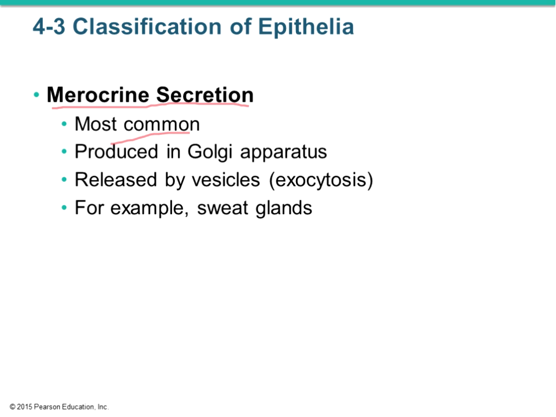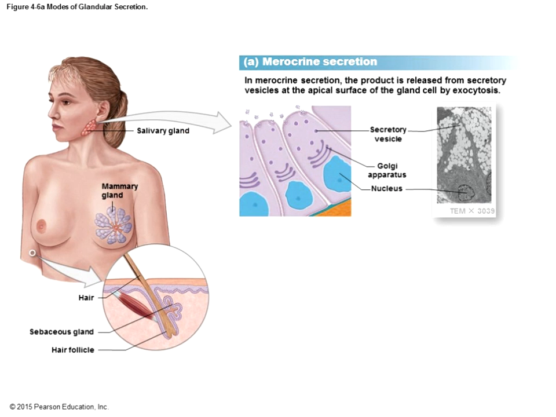This is the most common type of exocrine gland you'll find in the body. The secretory products are produced, again, by the Golgi, just like we were talking about previously, in the vesicles that are ultimately released at the free surface via what's called exocytosis, right? So sweat gland, right? These are sort of garden variety sweat glands that help keep us cool throughout the body. This is a great example of a merocrine sweat gland.